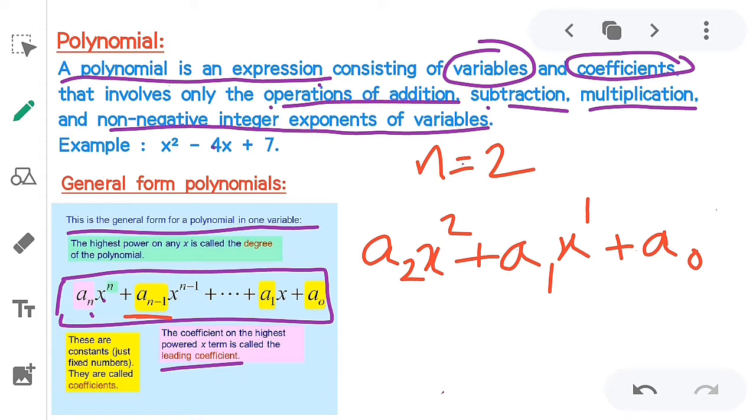Okay. And like this we can write n number of polynomials using this general form. You can take any number, like 10th degree, 11th degree, 12th degree polynomial. For any degree of a polynomial, using this you can write the general form. Clear? Right.